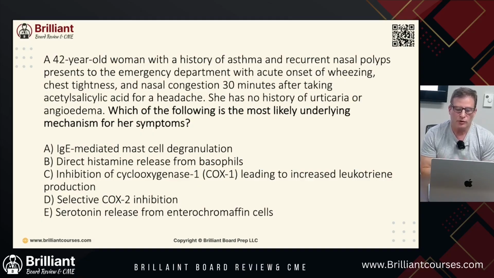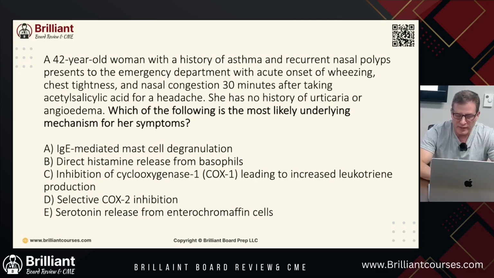She has no underlying history of urticaria. What's that? Little bumps, urticaria, swelling or bumps, and angioedema, swelling of our nasal mucosa. So which of the following is the most likely underlying mechanism for her symptoms?